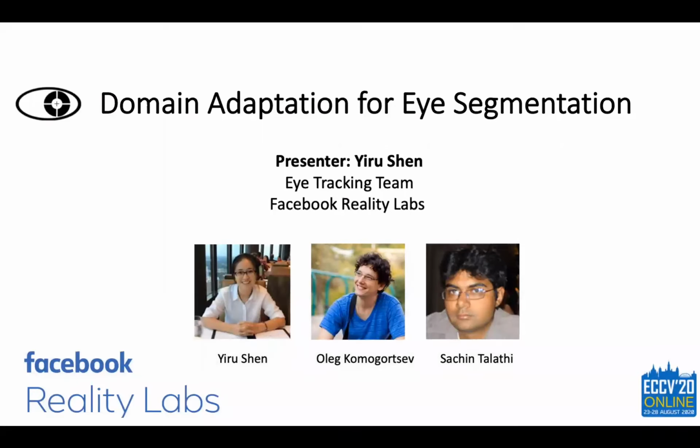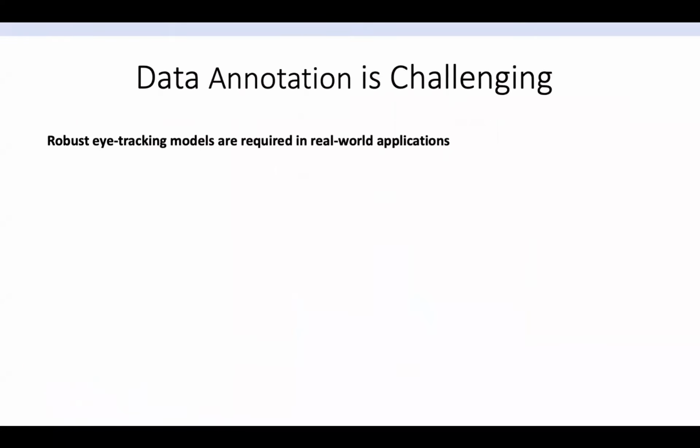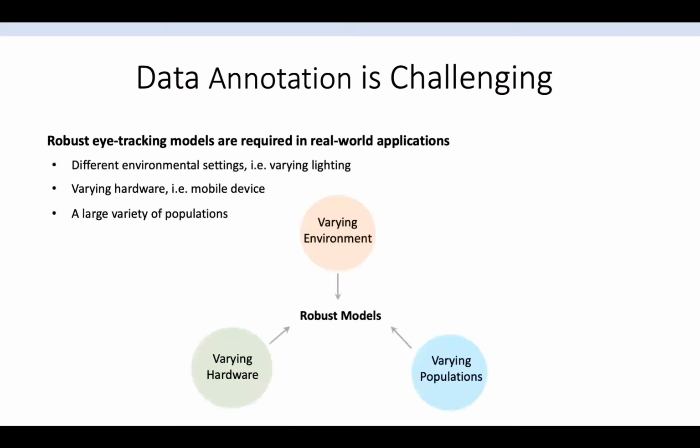Hi, I'm Yiru. In this talk, I'm going to present our work, Domain Adaptation for Eye Segmentation. This work is produced by the eye tracking team from Facebook Reality Labs. Eye tracking is a critical field in the AR/VR community to capture and understand eye states. We need to develop robust eye tracking models for real-world applications, which can reliably work under all environmental conditions, across different hardware configurations, and work for all individuals.